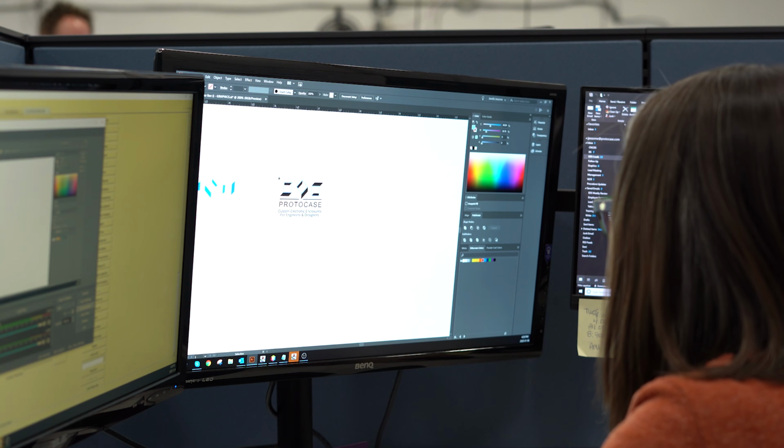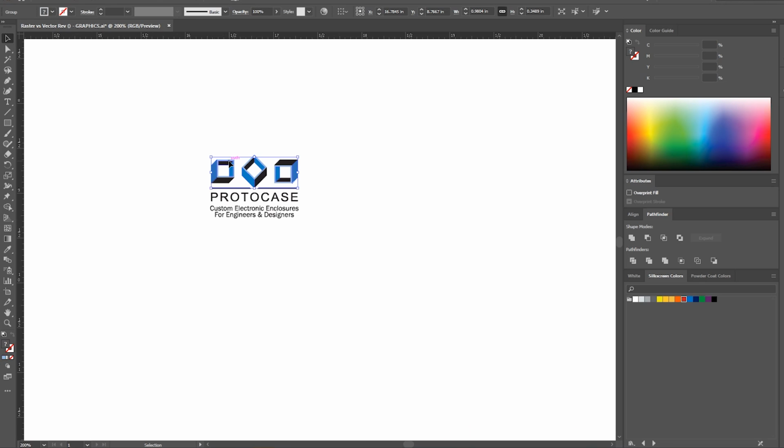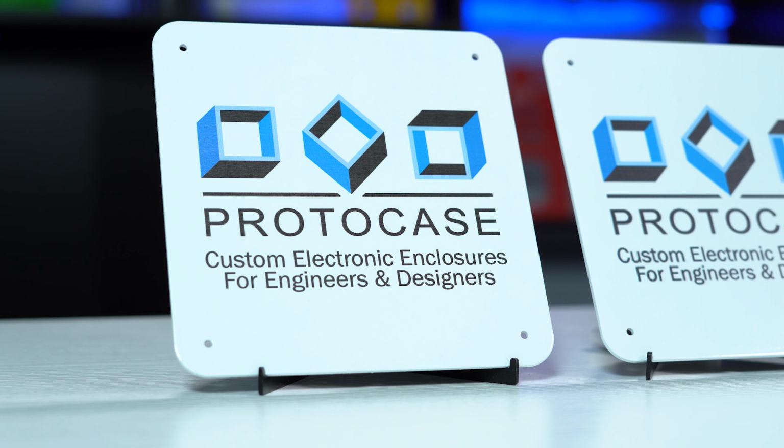There are two different types of graphics file formats, raster and vector. Today we're going to talk about the difference between each. There's one key thing to know right off the bat. We need vector files in order to ensure the highest print quality of your graphics.